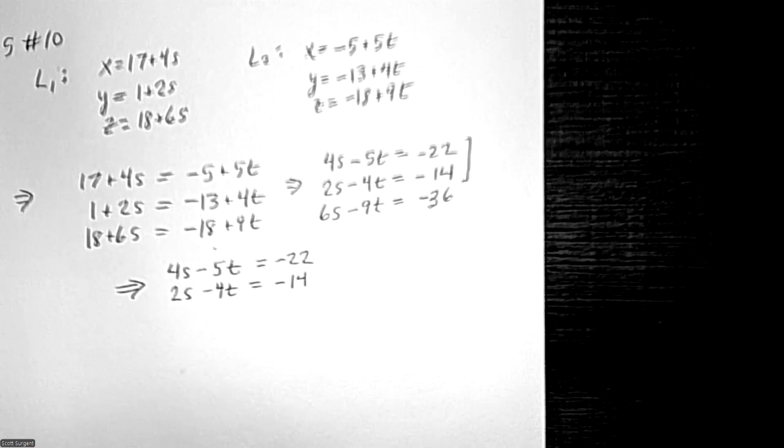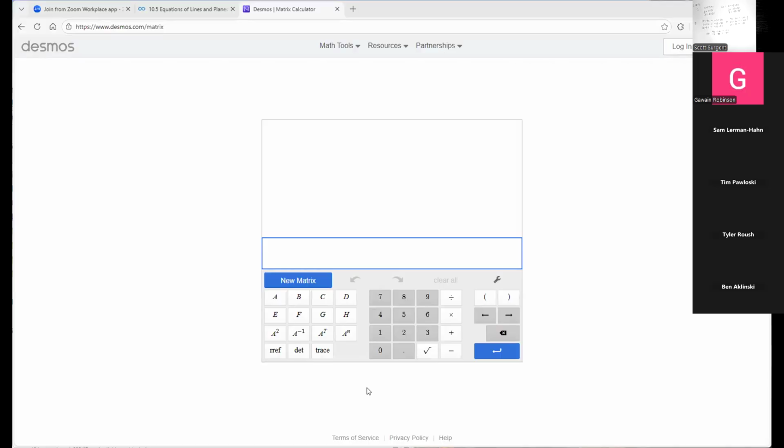Give me a second here. Let me go to it. All right, so I'm going to go to Desmos now. I'll come back to this page here when I'm done. So here's the Desmos calculator screen. I'm going to type new matrix, and my system has three columns, so I need an extra column.